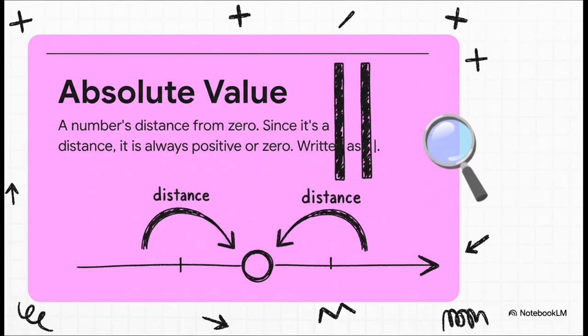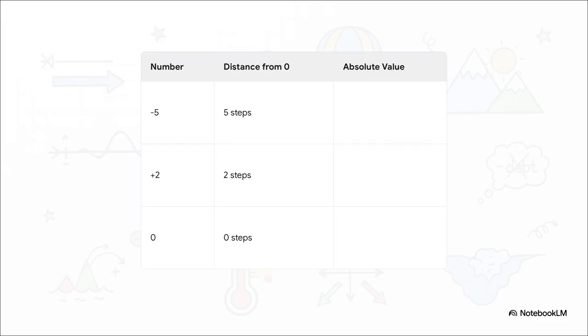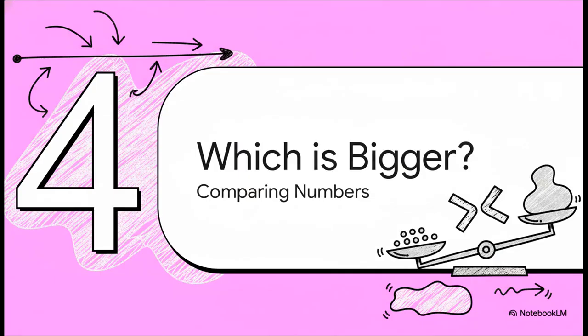In math, we have a little symbol for it. We just put 2 straight lines around the number, just like you see here. This little chart makes it super clear. Look at -5. How far is it from 0? It's 5 steps away. So we say the absolute value of -5 is 5. What about +2? Well, it's just 2 steps from 0, so its absolute value is 2. And what about poor old 0? Well, it's already home. It's 0 steps away from itself, so its absolute value is just 0. Easy, right?